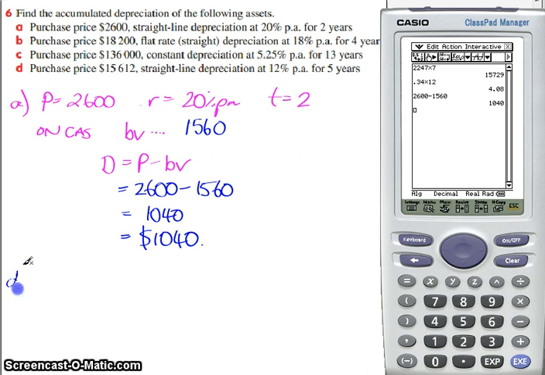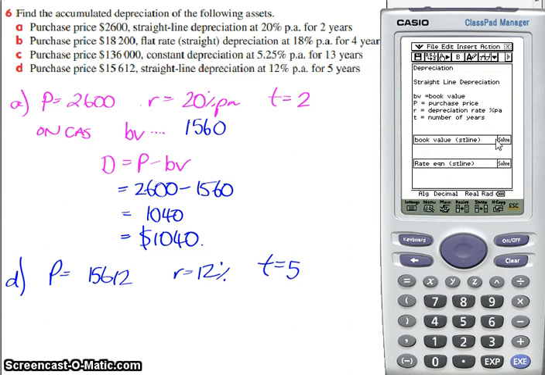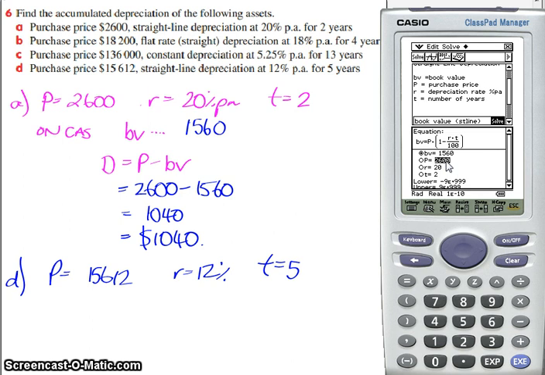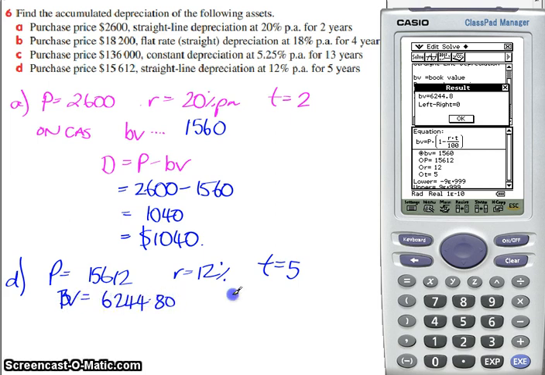Let's just do part D. They're all much the same here. Purchase price is $15,612. 12%. Time period is for 5 years. So let's go back to my activity. I'll do a book value: 15,612. Interest rate 12%. 5 years. Okay, so solve. See that my book value after 5 years is $6,244.80. So my depreciation is what I started with, minus the book value.